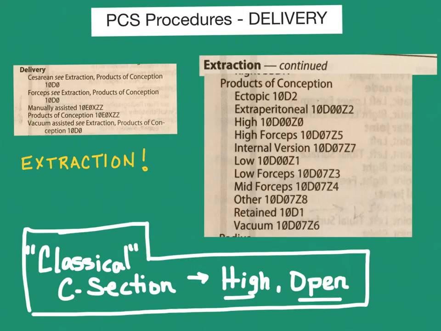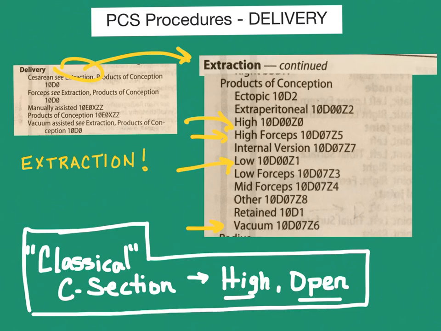Looking at the alphabetic index, remember it's telling us to go to extraction. So under extraction, you will note that the subterms here under products of conception, that body part, you'll find subterms for those deliveries that are using that stripping or pulling out, such as using forceps or vacuum, or even just high or low would be manually assisted.